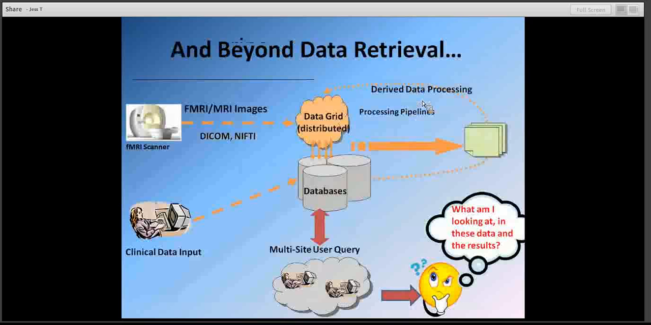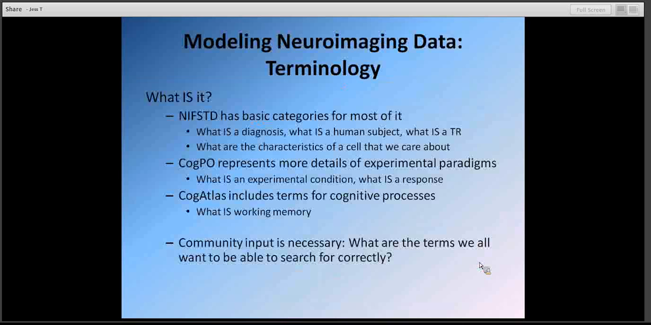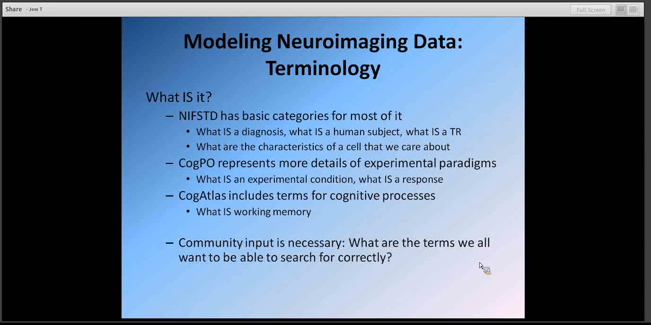And of course, beyond actual data retrieval, we would like to understand, really, what are we looking at in the data and the results? How does that lead to new hypotheses in the field? How can I actually not just retrieve data, but actually integrate the information that comes with that data?